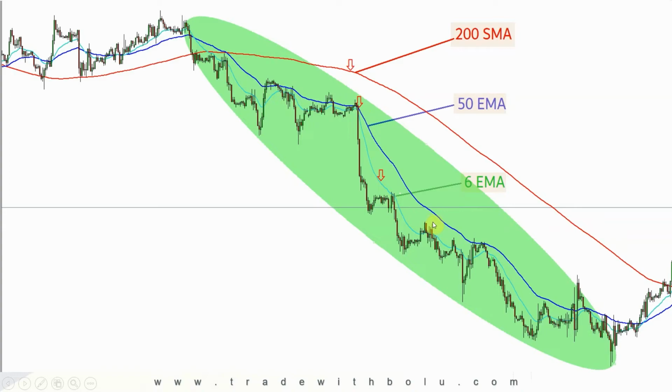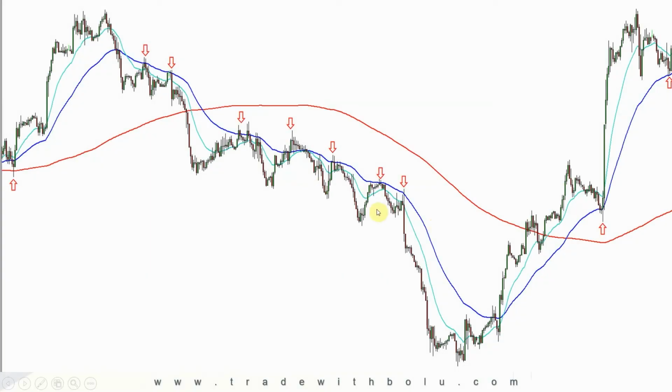All right, so let's get to the chart and see some of this. But before then, let's just take one last example. You have the 200 simple moving average, the 50 moving average in blue, and then the 6 EMA in green. You can see major retests at these regions, major retest, major retest, major retest, and so on. So this is how the moving average acts as a support and a resistance.